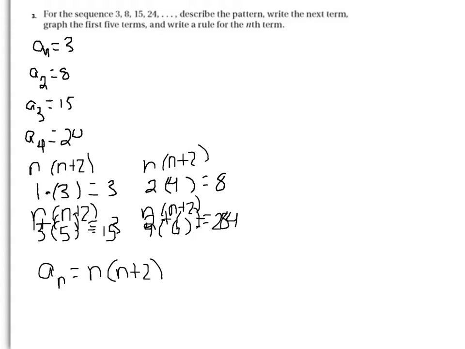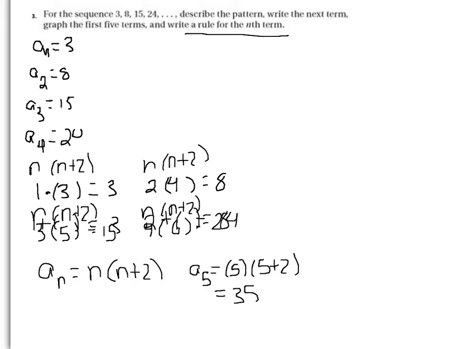Okay? So we got the nth rule. Now it says write the next term of the graph. So they want the 5th term. So we're going to have to graph at some point. So a sub 5. 5 times 5 plus 2, 35.